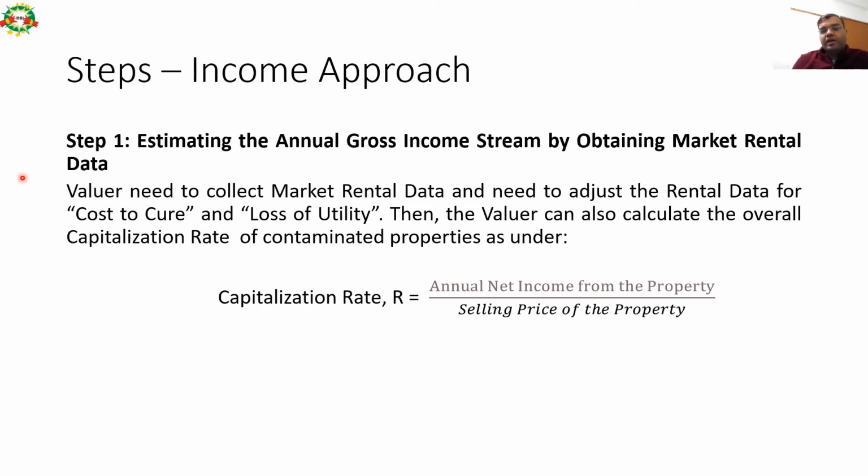Step number 1 is estimating the annual gross income stream by obtaining market rental data. As in the income approach we discussed in the previous session, in a similar way we have to first calculate the annual net operating income from the property. The valuer needs to collect market rental data and adjust the rental data for cost to cure and loss of utility. Then the valuer can also calculate the overall capitalization rate of the contaminated property. So capitalization rate is equal to annual net income from the property divided by selling price of the property.